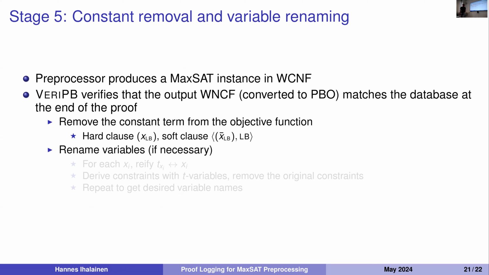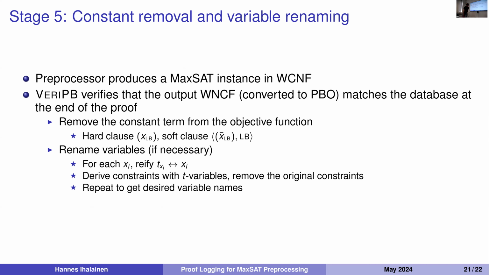And in renaming variables, what we actually do is that for each variable, we take some temporary name and reify it to be equivalent to our original variable name. Then we derive constraints that have these T variables and remove the original constraints, and do the same with the objective function. And then we can do the same again and rename to the variable names we want.